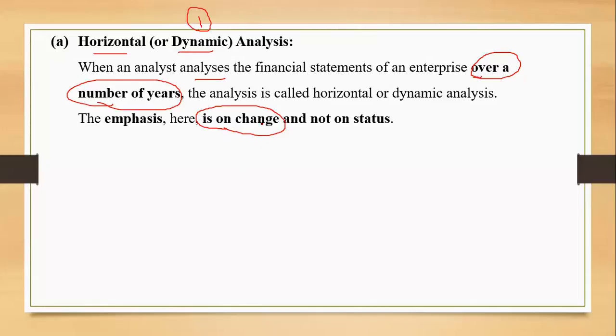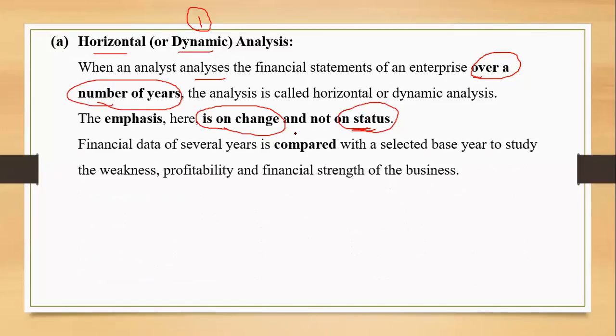I'll let you know what we mean by status. Status is something related to the percentage, percentage of any single item in that particular statement. What is the percentage of the other incomes? What is the percentage of the financial cost? What is the percentage of the depreciation and amortization, like that? In this part, that is horizontal analysis, we talk about the change and not the status. The second part, vertical, will be on status, not on change.